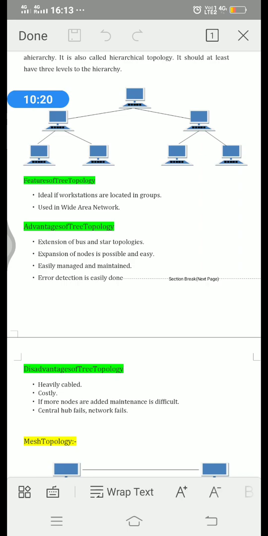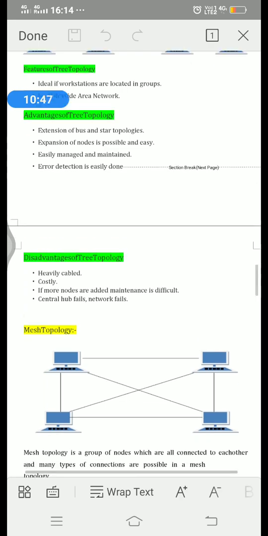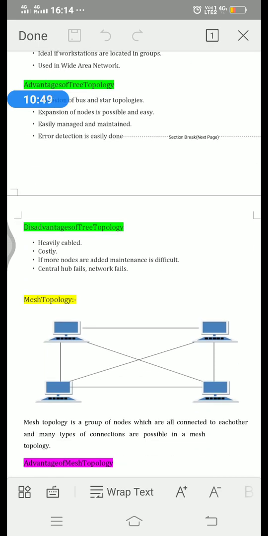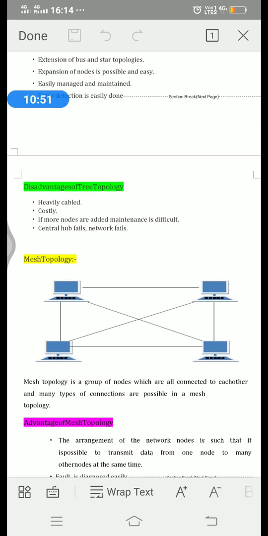Expansion of nodes is possible and easy as we need to take one more branch from any of the root or subroot. Yes, easily managed and maintained. We can easily maintain it as each branch can be treated as a sub network and can be managed or maintained separately. Okay, error detection is easily done. Fine students, I think this is a very easy advantage.